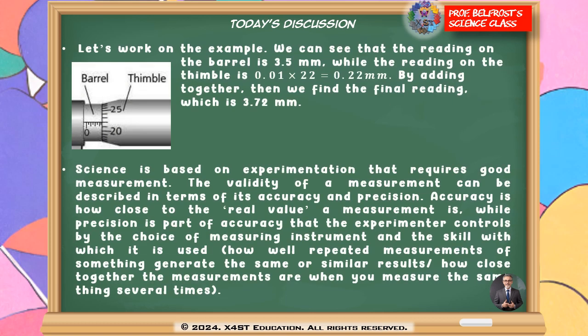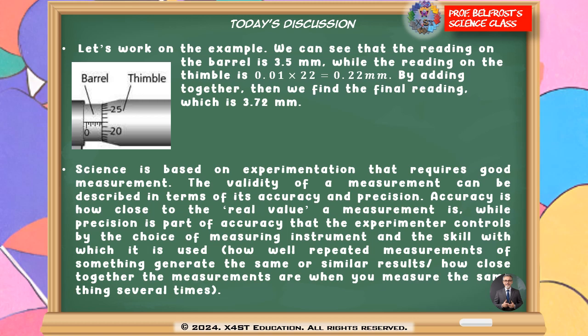Let's work on this. From the picture, we can see that the reading on the barrel is 1, 2, 3, then 3.5, right? 3.5 because we have this short marking there. So 3 plus 0.5, 3.5 millimeters. While the reading on the thimble is, see, 21, 22, the 22 on the thimble. So we have 0.01 times 22, which is 0.22 millimeters. By adding it together, we find the final reading, which is 3.72 millimeters.